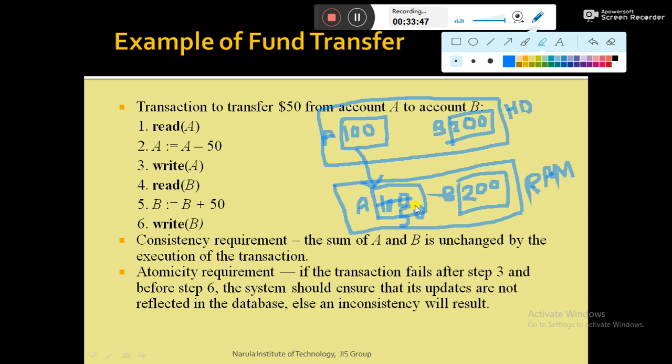So the value of A becomes 50. Then we need to write it back to the hard disk. So write A means the value of A from the local buffer of RAM is copied back to the hard disk in the A. So A now becomes 50. The value of A gets modified, it becomes 50.